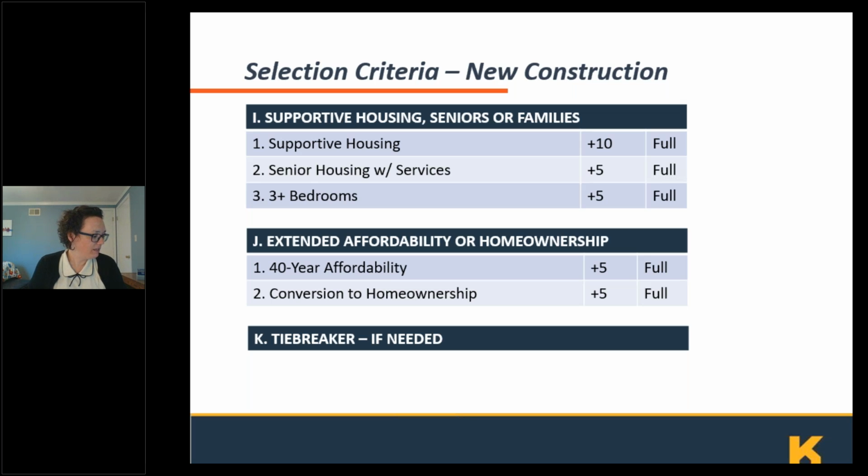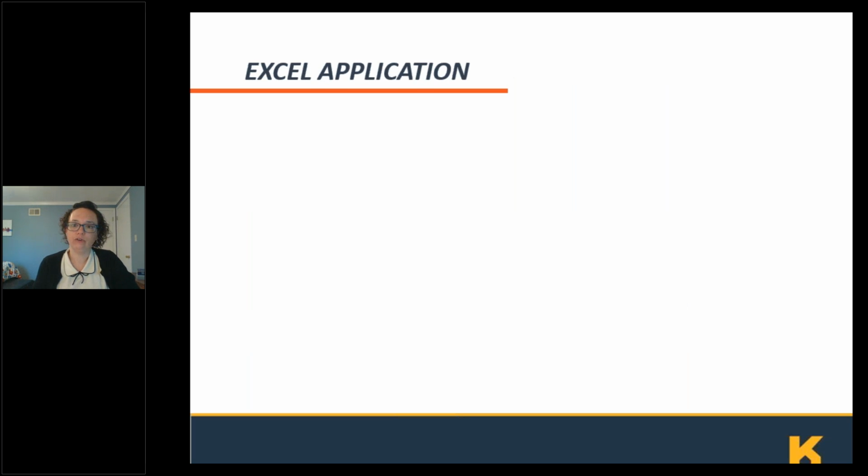In the event that more than one application has the same total number of points and there are not enough tax credits for all, KHRC will make awards based on some tiebreaker items, such as the best location for the household served, higher energy standards, requested lower amount of tax credits, or has the highest percentage of 30% AMI units. So that concludes the selection criteria section.